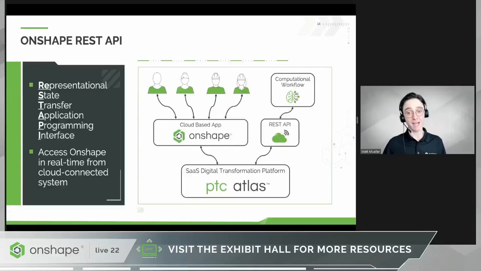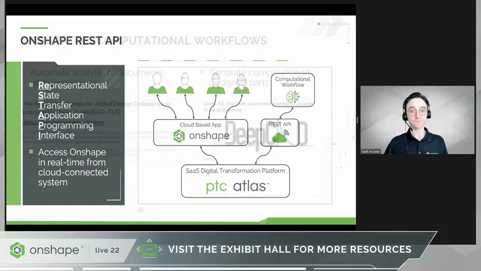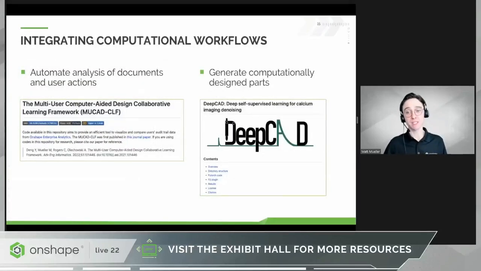The REST API allows you to securely access, add, or change any of the data stored in Onshape with those internal unchangeable identifiers that I mentioned earlier. And before we dive into some specific case studies and stories, I just wanted to highlight a couple of the types of computational workflows that we're seeing be developed.